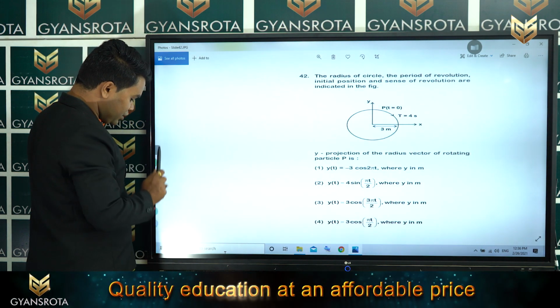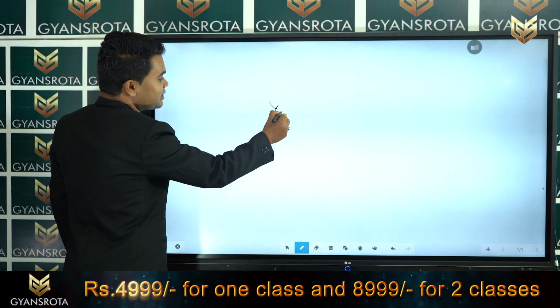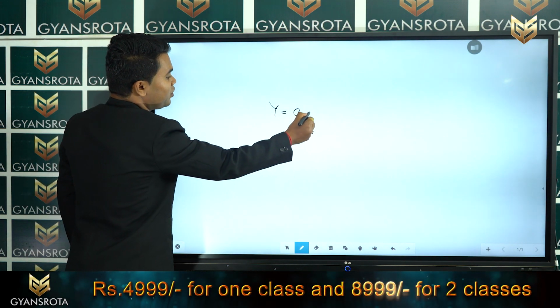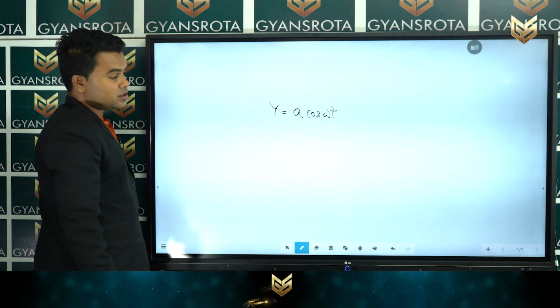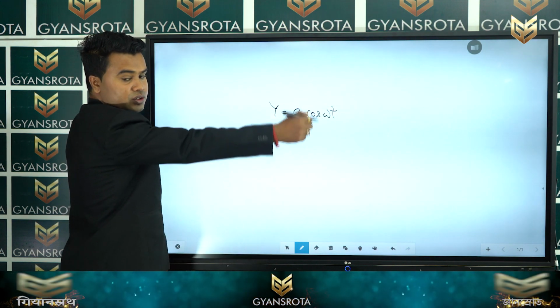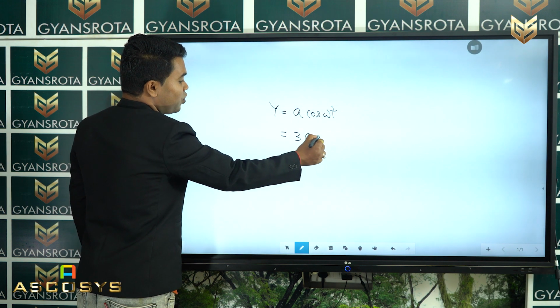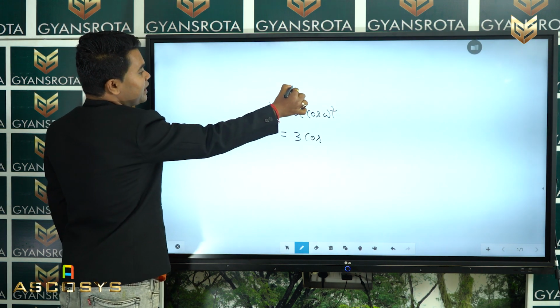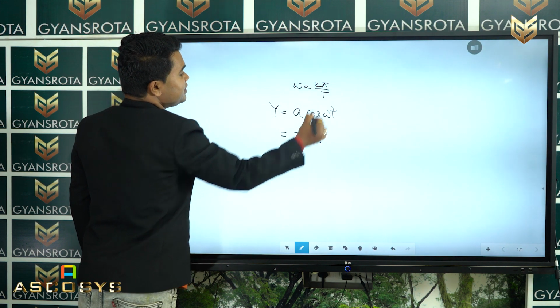So it's a question from simple harmonic motion. You can write down y is equal to a cos omega t. In the options, if I see, all are in cos. So a we already know is given in the question to be 3, and cos omega t, what I can write down? Omega can be written as 2 pi by T.